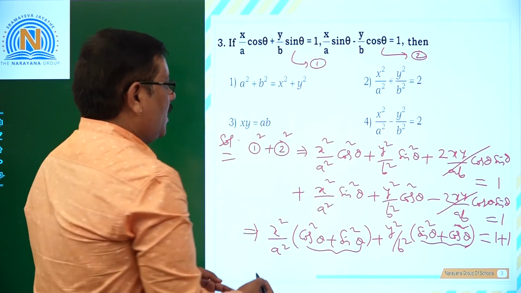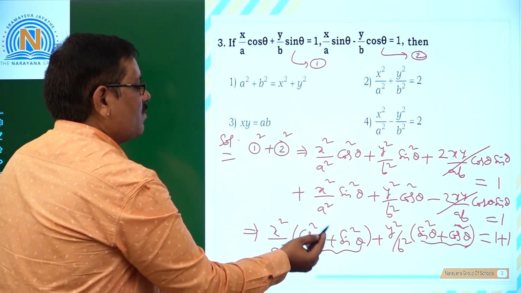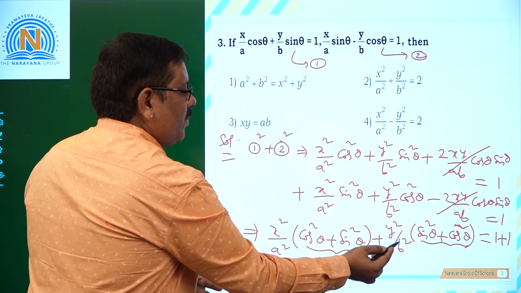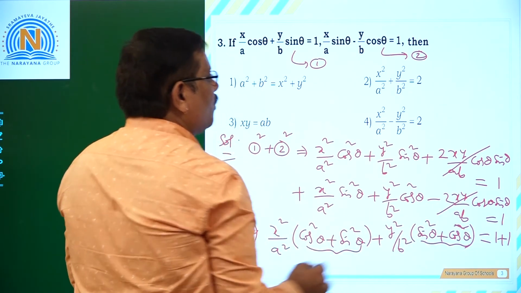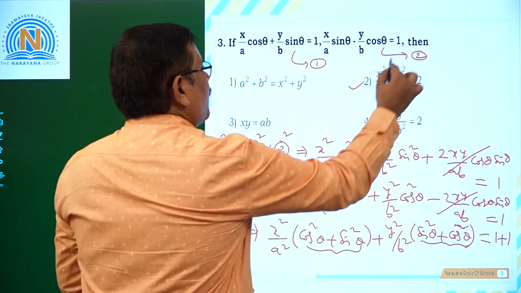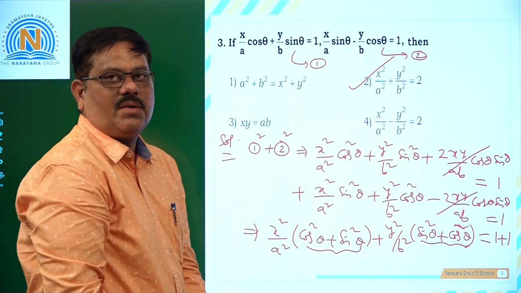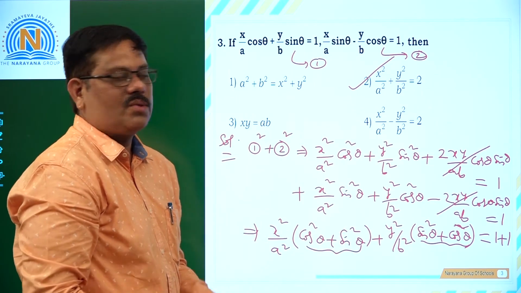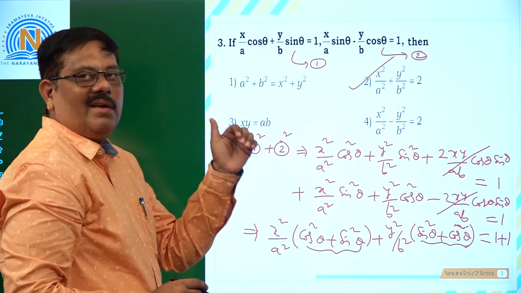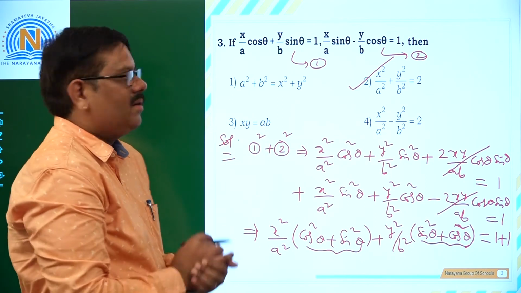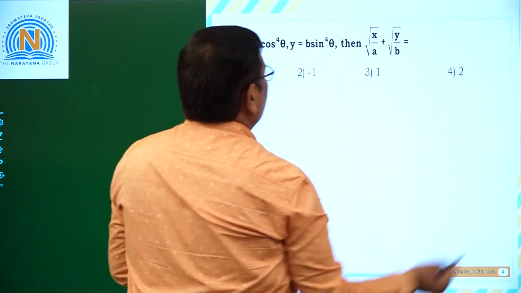So finally what you get now? X square by a square times of 1 plus y square by b square times of 1 is equal to 2. So x square by a square plus y square by b square is equal to 2. 1 plus 1, that is 2. So that is a relation between x, y, a, b. Fine. Now let us see the next question.